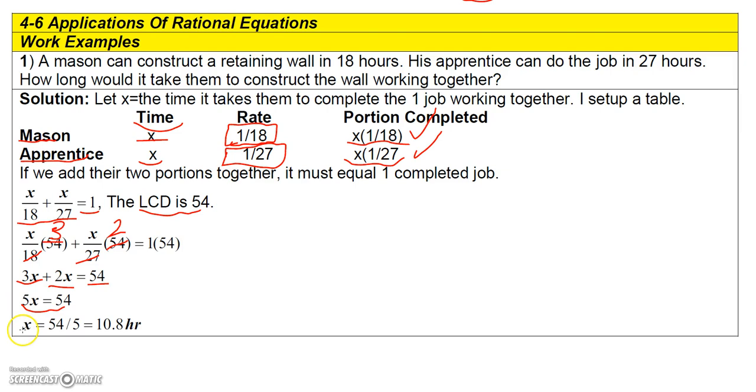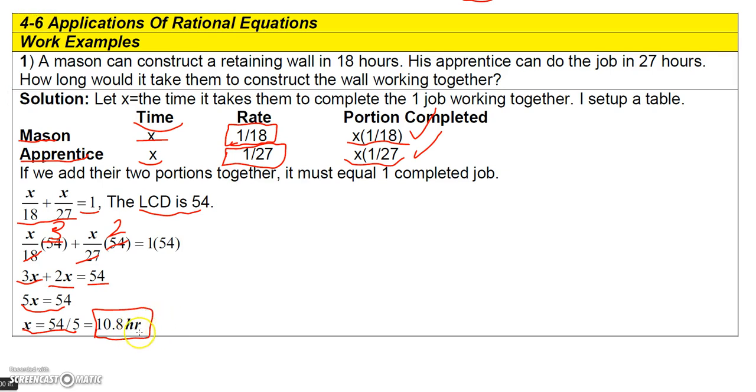And so X would equal 54 divided by 5, which is 10 4/5 of an hour, and 10 4/5 of an hour in decimal would be 10.8 hours. So if you want to know the minutes, you'd have to multiply 0.8 by 60, and that would tell you the minutes. I think that's 48 minutes. So if you wanted it in hours and minutes, it'd be 10 hours and 48 minutes.